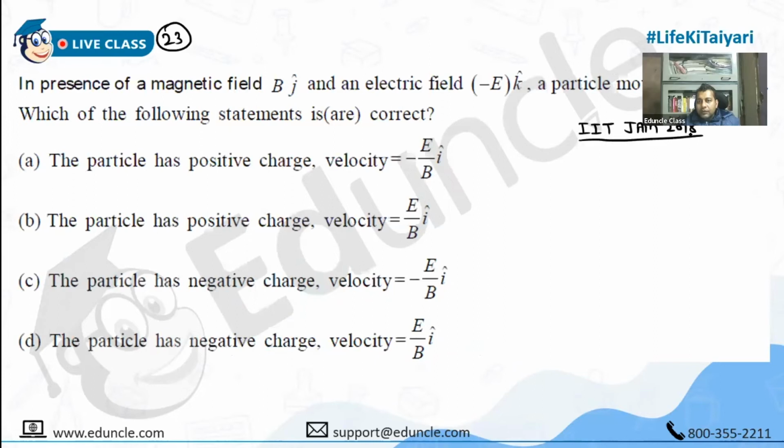Lots of questions are there from electricity and magnetism. Tomorrow also we will continue with electricity and magnetism. Still some part is pending. Electromagnetic waves and all.